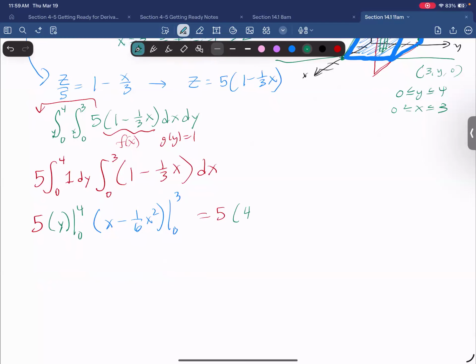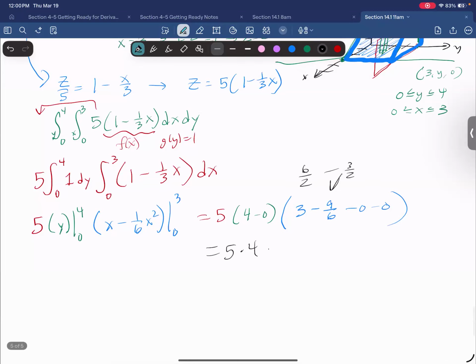We got 5 times 4 minus 0, times 3 minus 9/6, minus some more zeros. There's a couple more zeros in there. Five times 4. Let's do this: 3 is 6 halves, so 3 minus 3 halves gives 3 halves. So times 3 halves. 60 over 2 is 30.